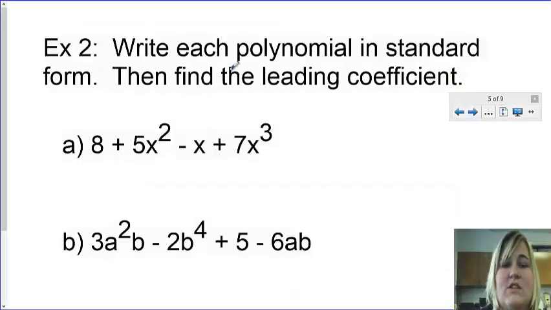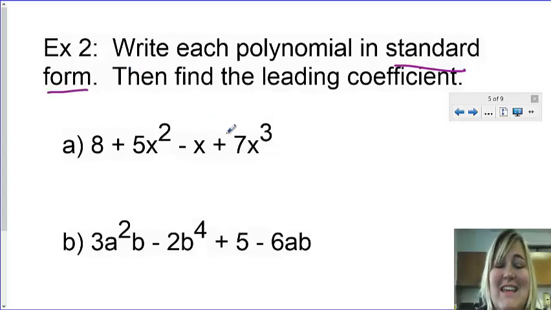So, for example, it says to write each polynomial in standard form, which means I basically want to write them in descending exponential order, and then it wants me to find the leading coefficient. So, I'm going to start by writing the degree of each term above it. The degree of 8 would be 0 because there's no variable to have an exponent there. 5x squared, I just want that exponent on the variable, so it's going to be 2. X is being raised to the understood first, so that's a degree of 1. And 7x to the third has a degree of 3.